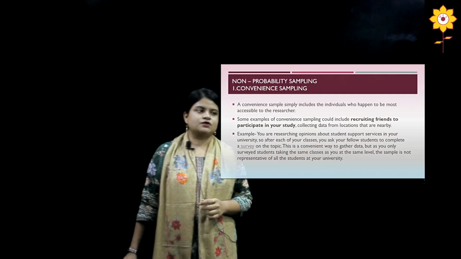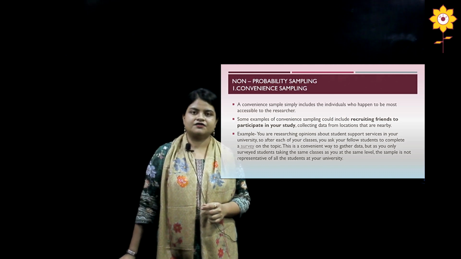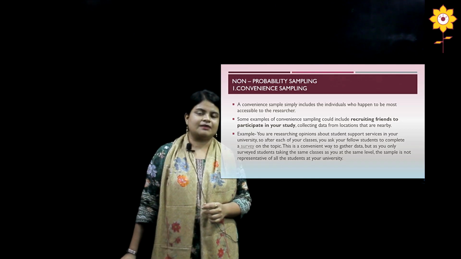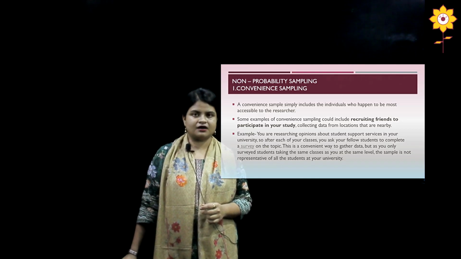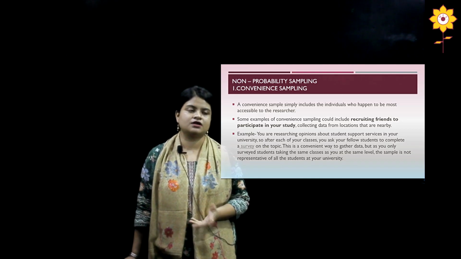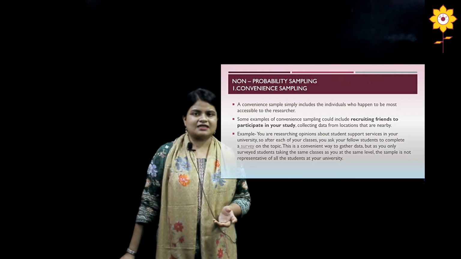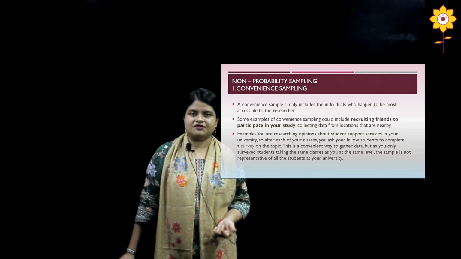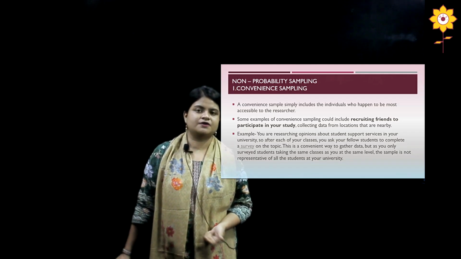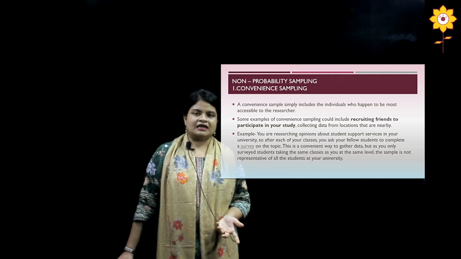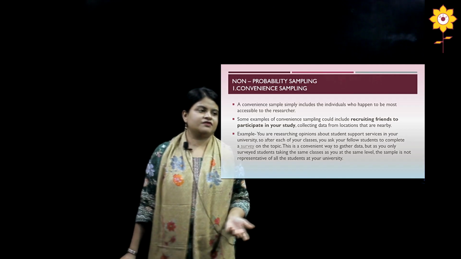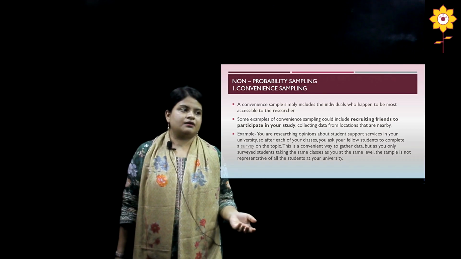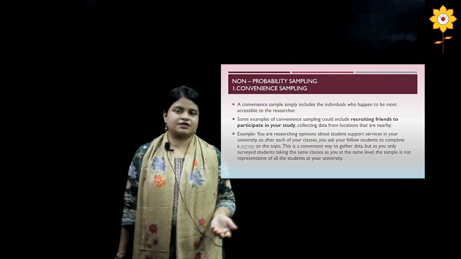Now, the second part is non-probability sampling, in which the very first is convenience sampling. Under convenience sampling, the researcher will be drawing up the samples based on his or her convenience. So, convenience sampling is a much more unsystematic way of approaching the individuals or items or objects for the purpose of the research study. Under convenience sampling, one example can be that the researcher may be recruiting friends for the purpose of his research study.